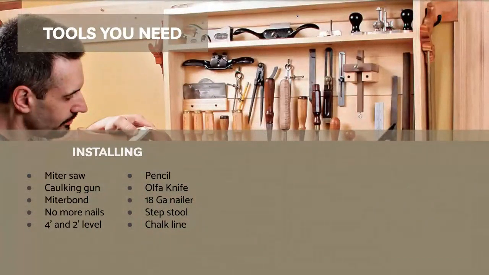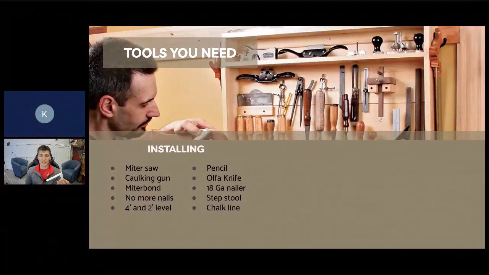I would say that's almost not even worthwhile, because it's really hard to get accurate cuts, especially when you need to make miter joints. It's going to be hard to get accurate cuts if you're cutting them by hand, and because you're going to have to make so many cuts, it's just going to take way too long. So you're going to need a miter saw. That's what we're using for cutting.